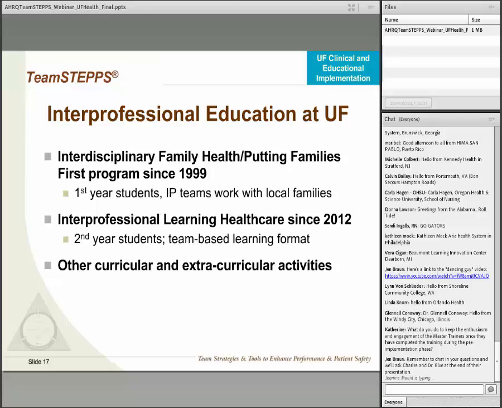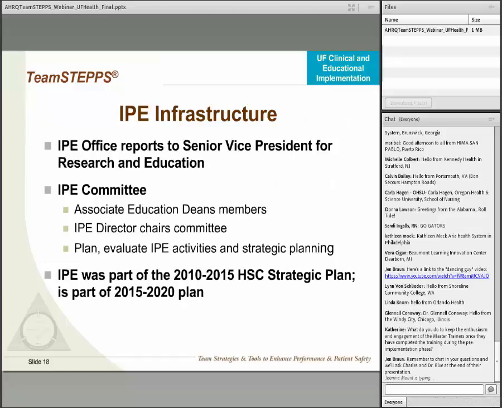This is targeted for second-year students, and it's a couple of sessions that follow a team-based learning format. And then we've got other interprofessional curricular and extracurricular activities that have been added, some maybe between specific colleges, simulation activities, and again, I reference the extracurricular activities. Now, you may be asking, how does all of this happen? So very, very briefly, our infrastructure is that we have a dedicated interprofessional education office.